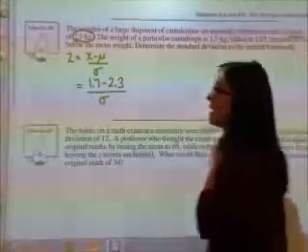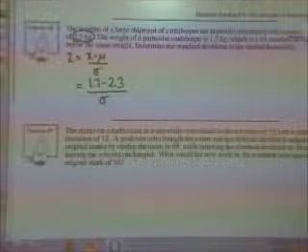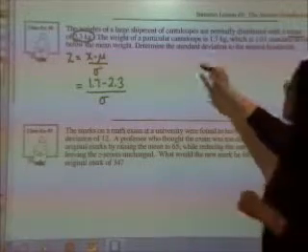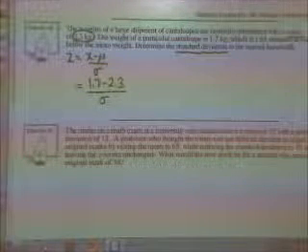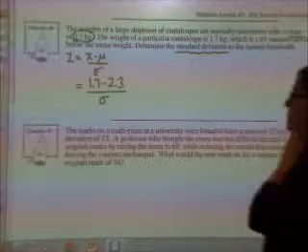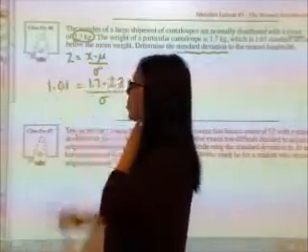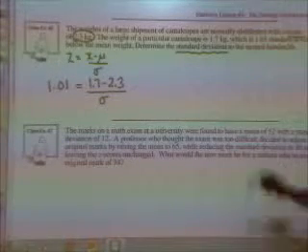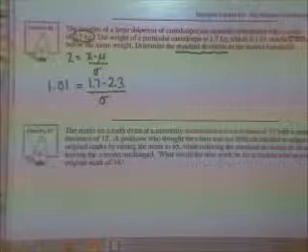Standard deviation is what I'm asked to calculate. What's my Z-score? Is that what we're trying to figure out? No, I'm asked to figure out the standard deviation. So it's 1.01. What words in the question tell you that that's the Z-score? Because it doesn't actually say the Z-score is 1.01. What does it say? It says it's 1.01 standard deviations below the mean weight.